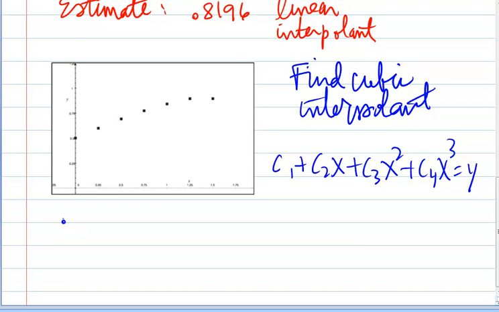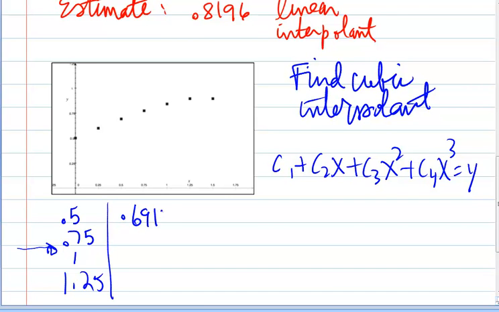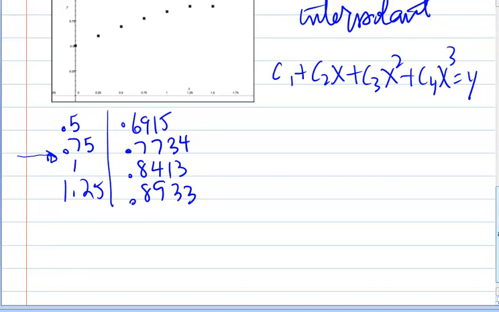So the data points are going to be 0.5, 0.75, those are the 2 below, and 1 and 1.25. So the 0.92 will squeeze right in between those two. For 0.5 I have 0.6915 from the table, 0.7734 from the table, 0.8413 and 0.8933. If they are to lie right on the graph of the model, it means they're going to satisfy that equation. So I'll build a system of equations by substituting each data point into that model.